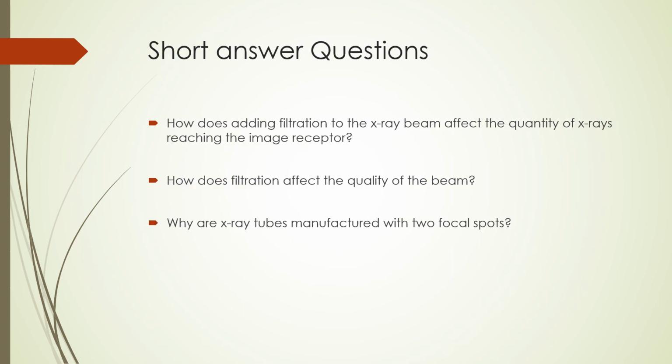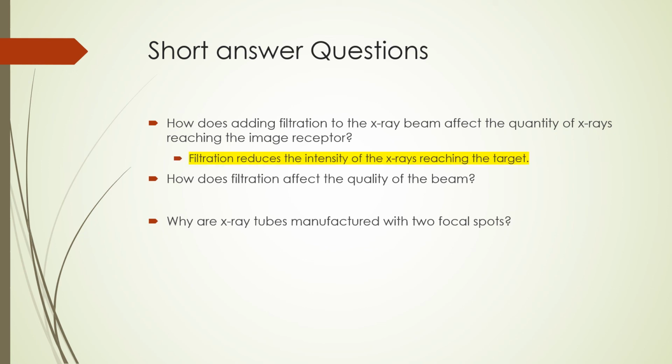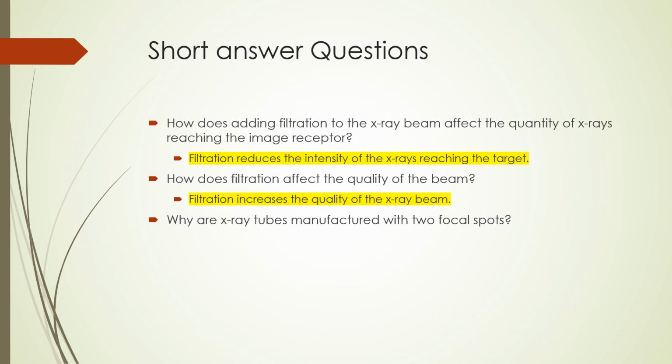These are short answer questions. The first question, how does adding filtration to the X-ray beam affect the quantity of X-rays reaching the image receptor? The correct answer is filtration reduces the intensity or quantity of X-rays reaching the target. The next question, how does filtration affect the quality of the beam? The correct answer is filtration increases the quality of the X-ray beam.